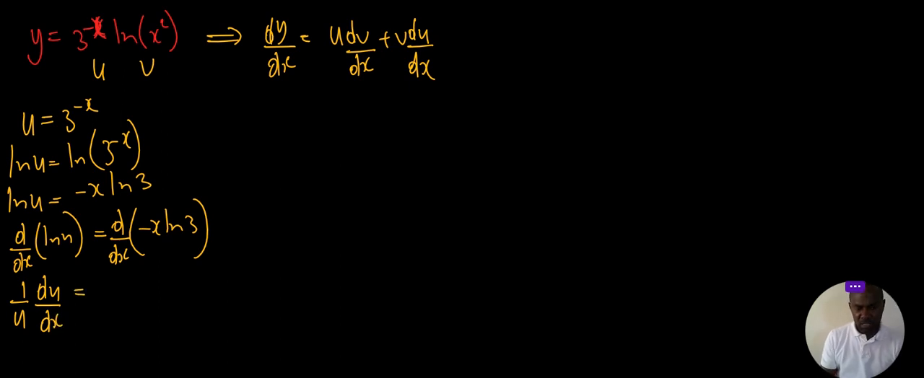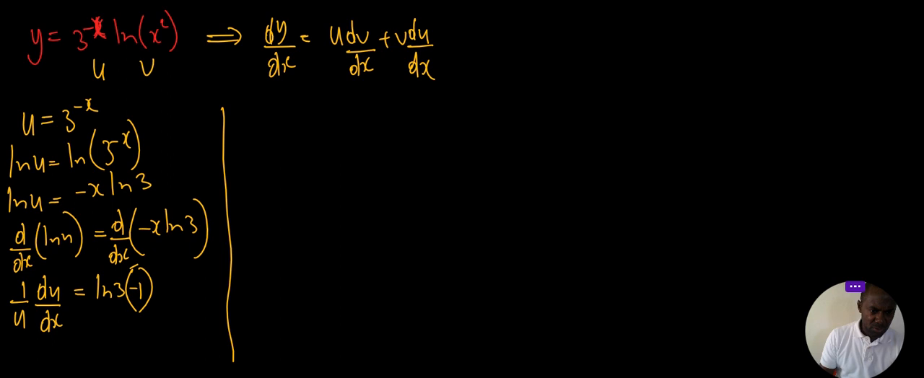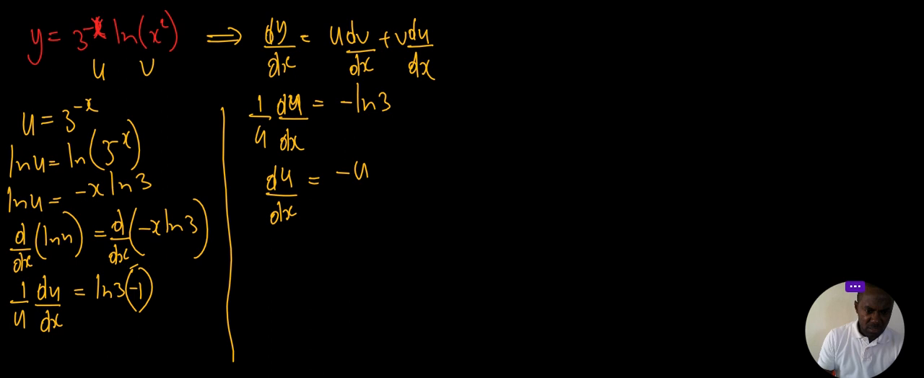the natural log of 3 is a multiplying constant, so we can keep that outside. This is ln 3, and then times, when you differentiate minus x with respect to x, you get negative 1. So what this means is that 1 over u du by dx is equal to minus natural log of 3, which means that du by dx is equal to minus u times the natural log of 3.